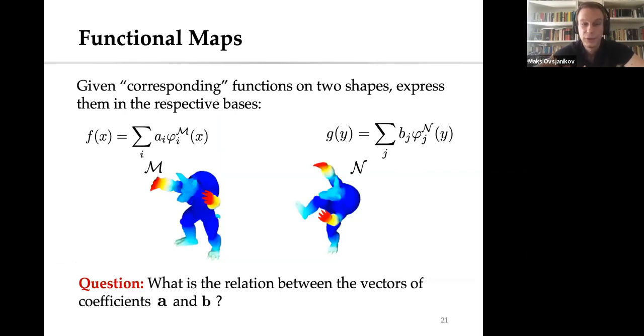Suppose that I give you two surfaces, right? And I have two functions on these surfaces. Let's say that I express each function in the corresponding basis. So I have some function f on M, and I express it as a linear combination of the basis functions on M. And I have some function g, which I express as a linear combination of the basis functions on N, right? And the question is very simple. What is the relation between the vectors of coefficients? This set of coefficients is a discrete set, so I can think of it as a vector. What is the relation between the sets of coefficients a and b, right?